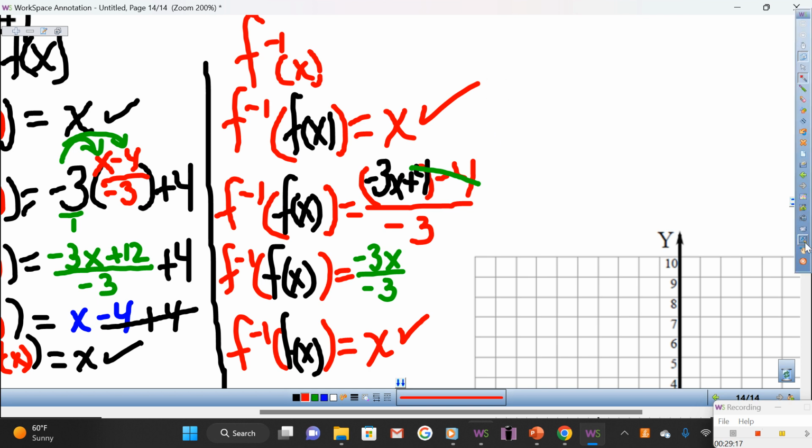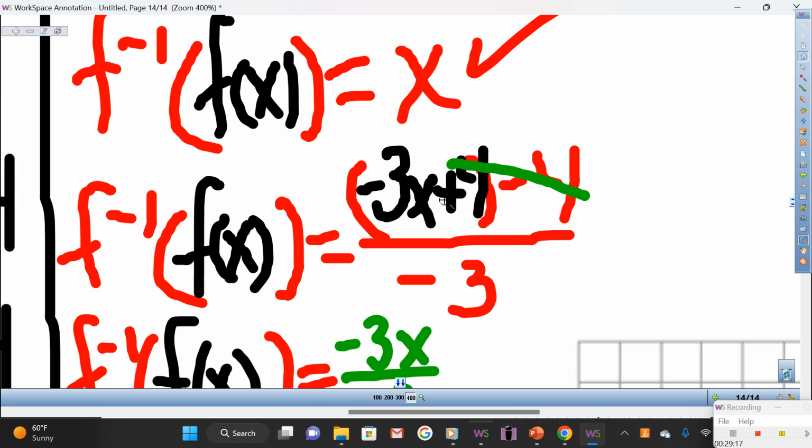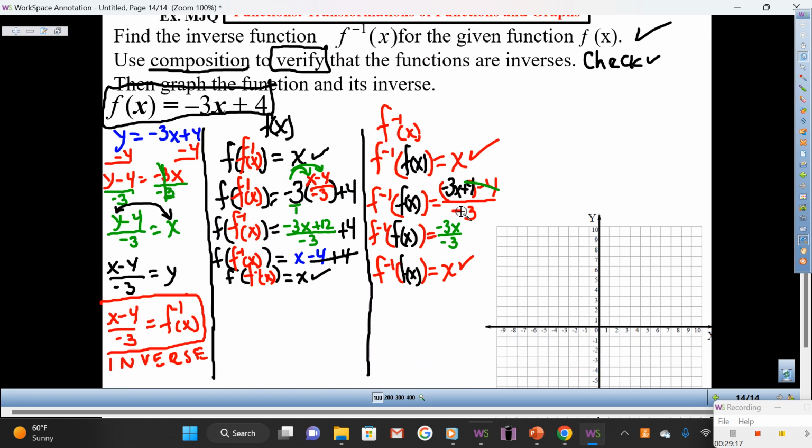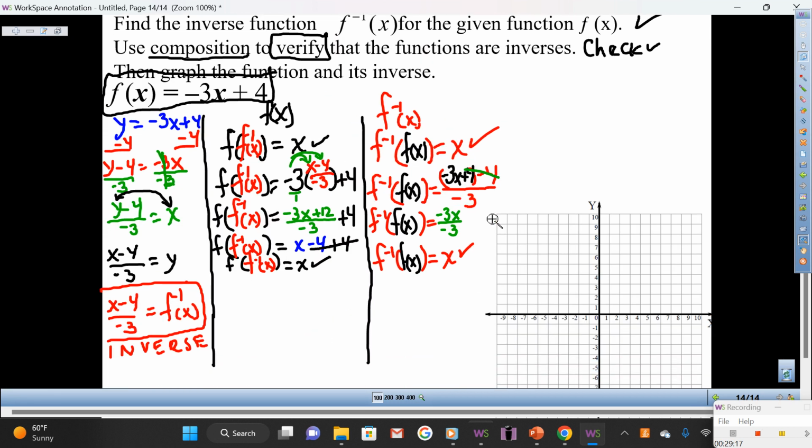Let me zoom out. Look how beautiful that is. Q merge, yeah, like a shirt. Bam! Let's go.